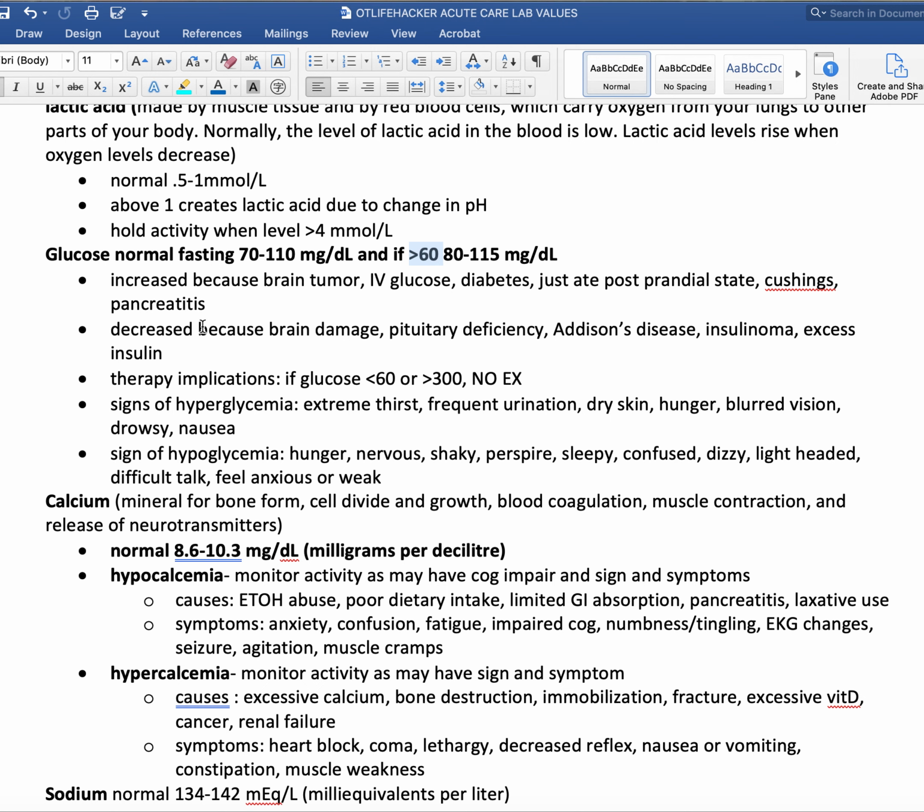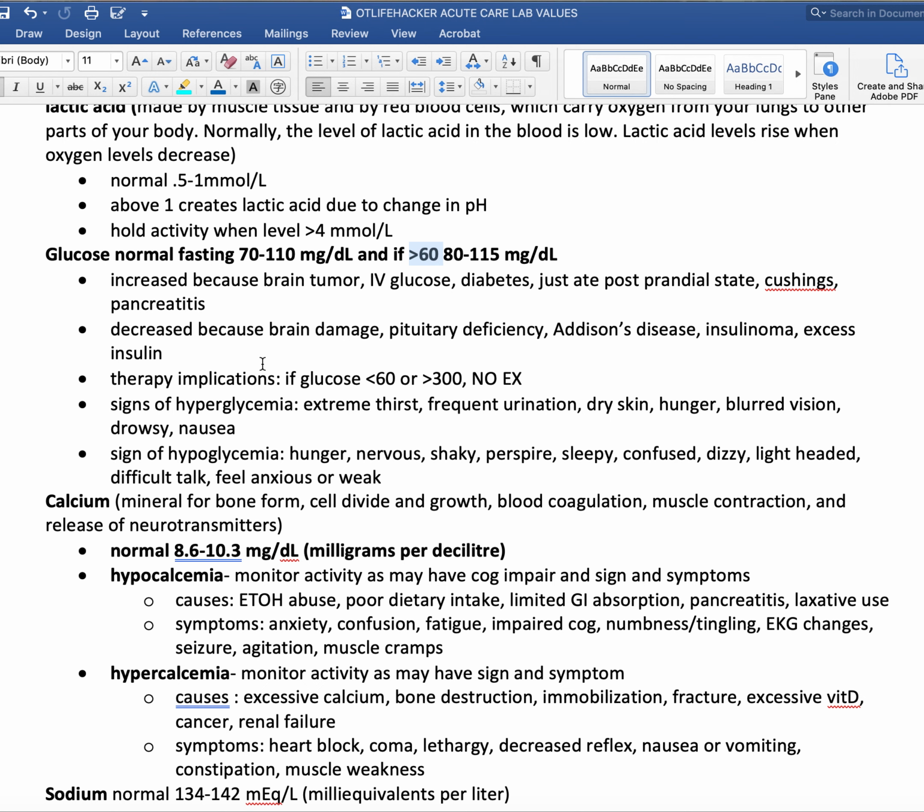Decreased because of brain damage, pituitary deficiency, Addison's disease, insulinoma, excess insulin. Therapy implications include no exercise if the glucose is less than 60 or greater than 300.